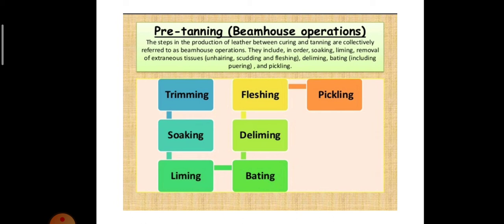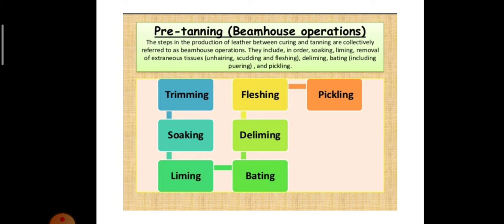that is unhairing. So, removal of extraneous tissues, unhairing, scudding and flushing, deliming, bating, and pickling. Now, trimming, then soaking, liming, bating, deliming, flushing, pickling.